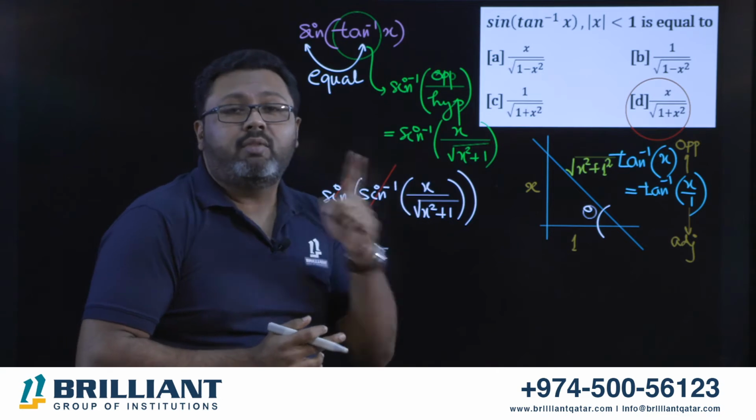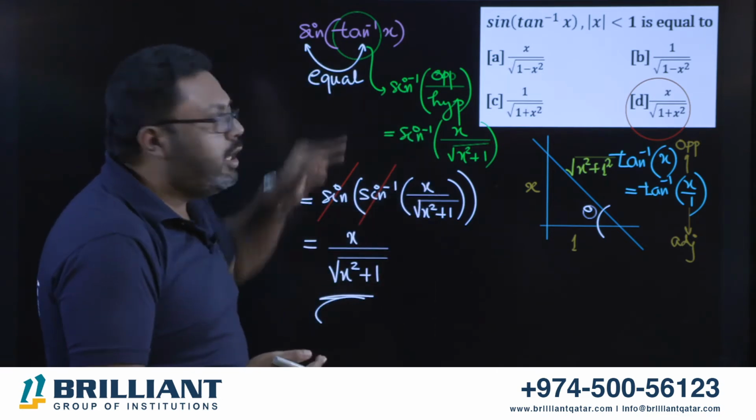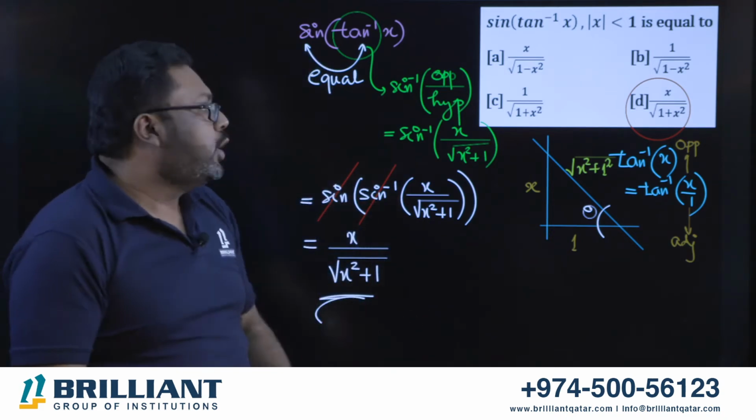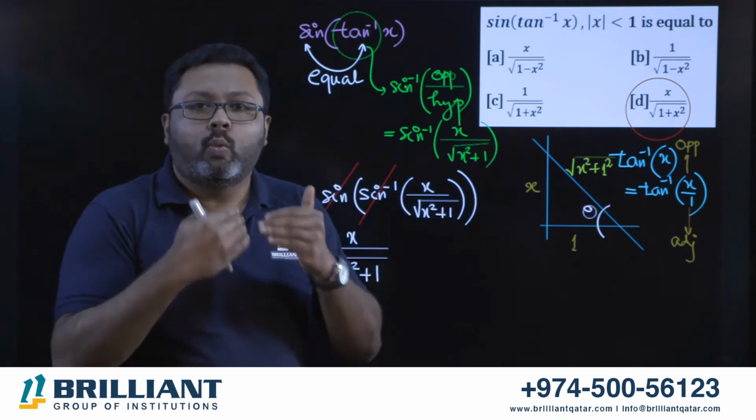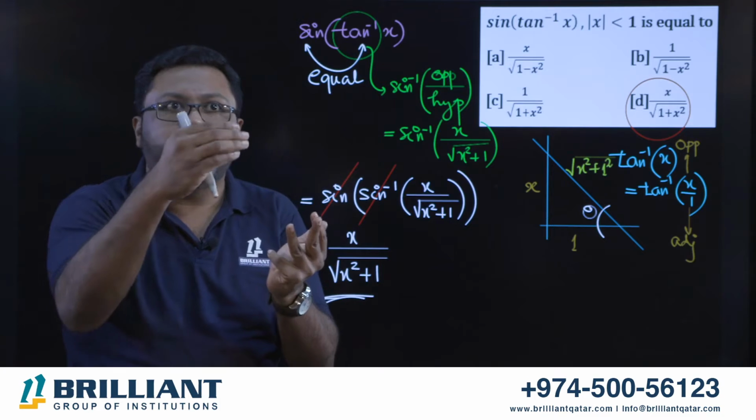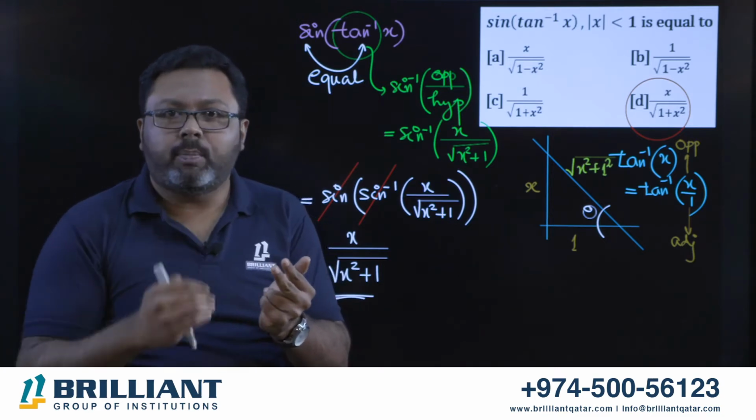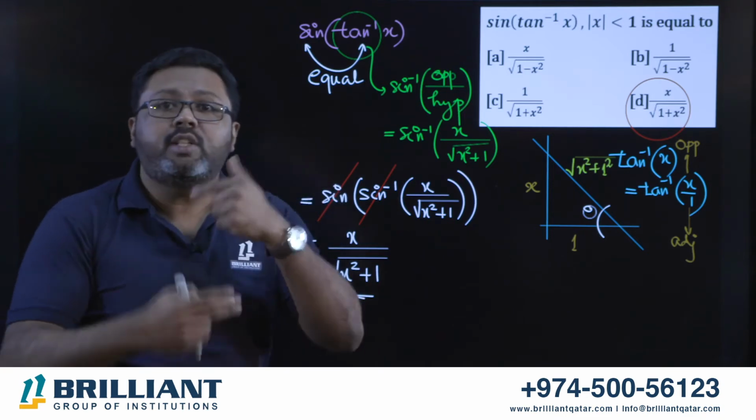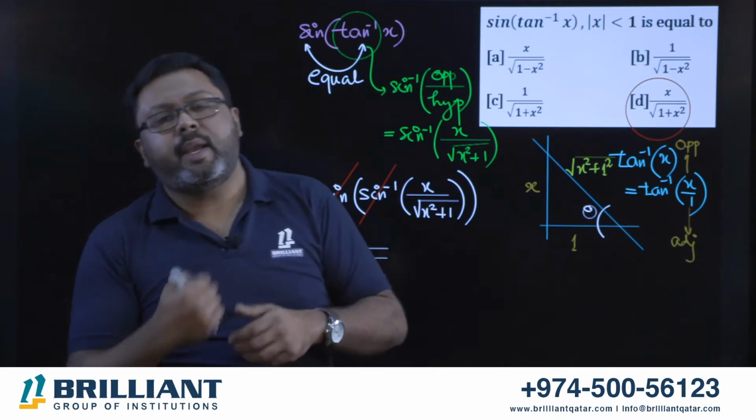So the triangle method is a very powerful tool for converting any inverse function into any other inverse function. You just need to know the standard method. What is sine theta? Opposite by hypotenuse. What is cos theta? Adjacent by hypotenuse. What is tan theta? Opposite by adjacent. What is cosec theta? The reciprocal of sine theta, so hypotenuse by opposite.